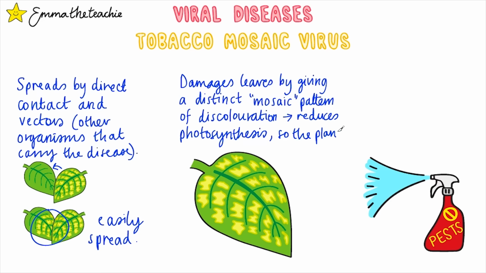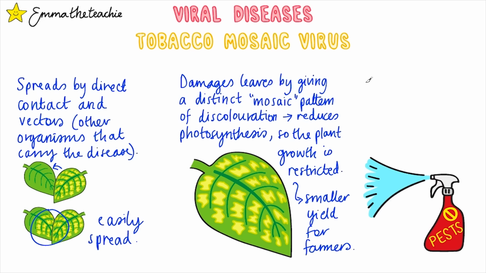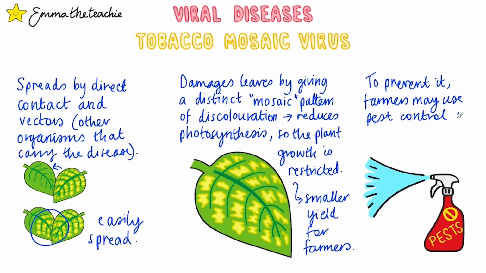This reduces photosynthesis, so the plant growth is really restricted, and therefore farmers will get a smaller yield for their crops. To reduce the spread, farmers can use some form of pest control, and they may grow TMV-resistant crops.